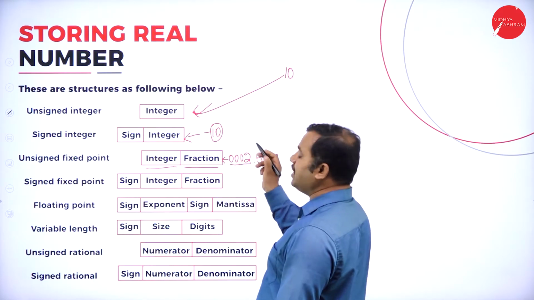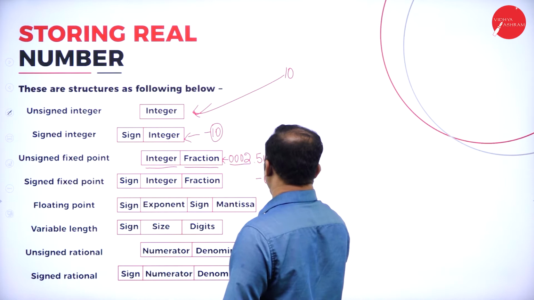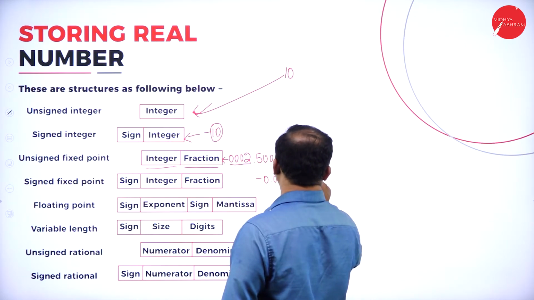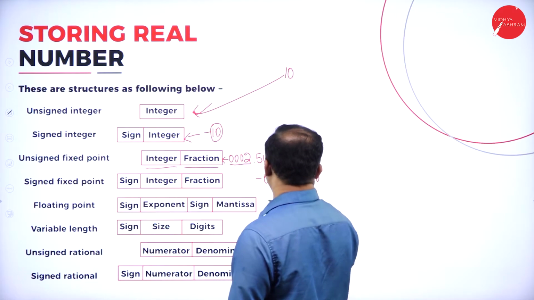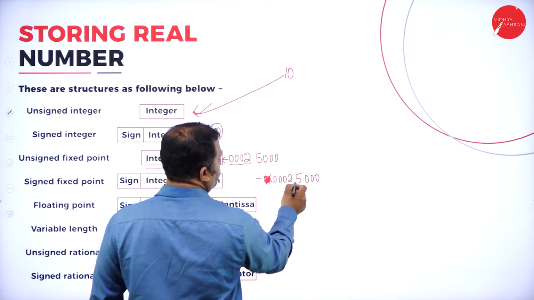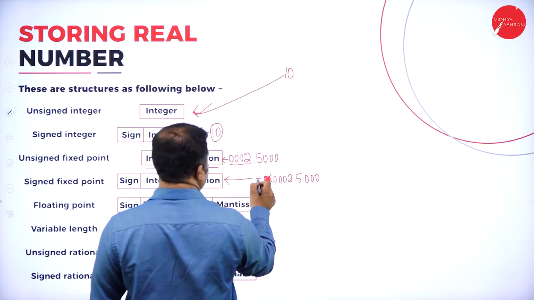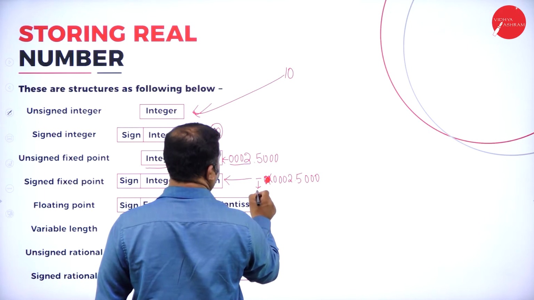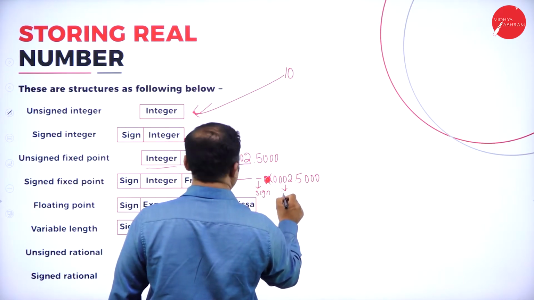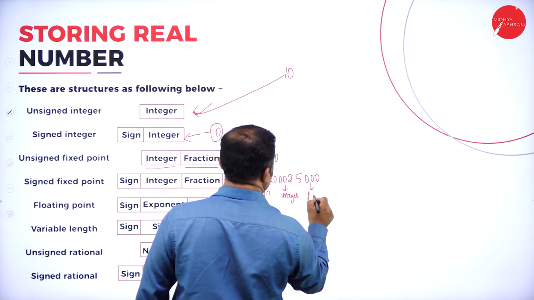Similarly, if it is a negative number, what has to be the value of that? Minus 0002.5000. This indicates the sign. This indicates the integer part. This indicates the fractional part.